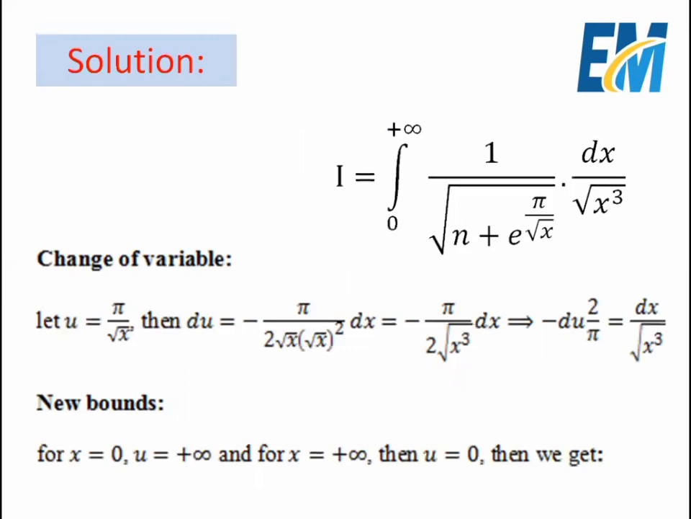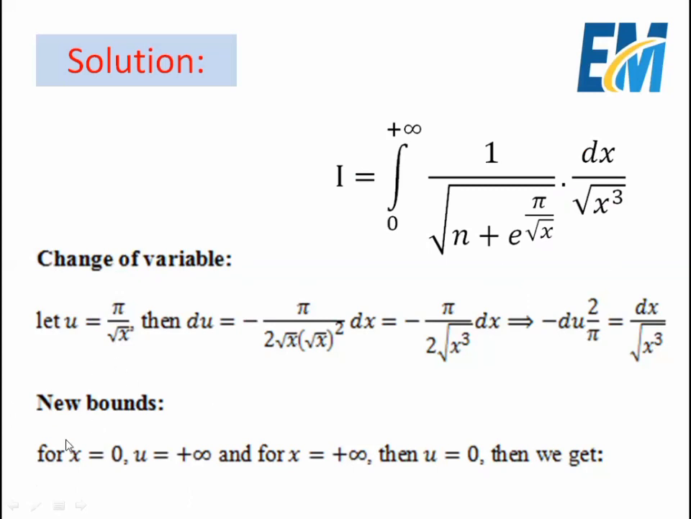So let's start. We will begin by taking this term as the change of variable. Let u equal pi over square root of x. Then du will be the derivative of this term times dx, which is minus pi over 2 square root of x cubed dx. Multiplying by minus 2 over pi, we get minus du times 2 over pi equals dx over square root of x cubed. So instead of dx over square root of x cubed in the integral, we will put minus 2 over pi du.